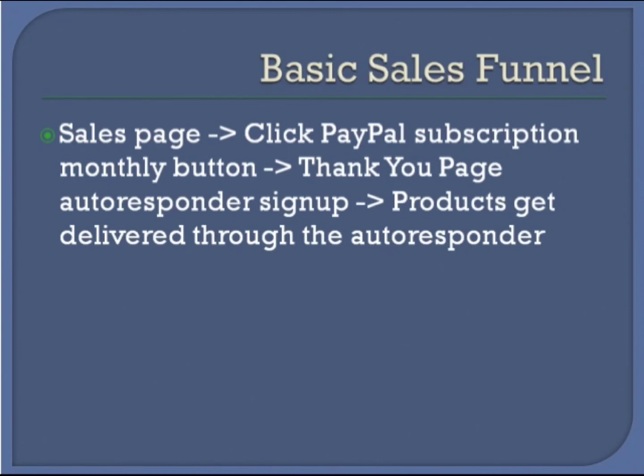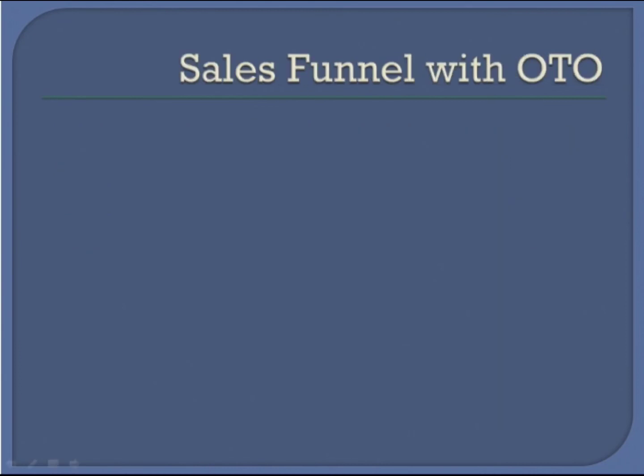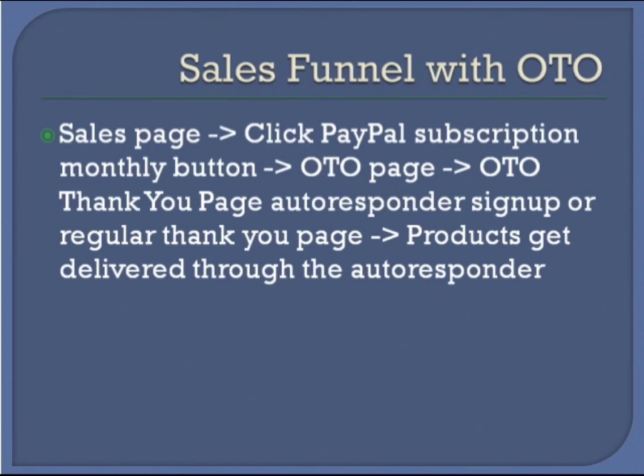Now, if you were to get a little more complicated and add a sales funnel with a one-time offer, it would look like this. You have a sales page, they click the PayPal button, and then after that, they see a one-time offer that says, hey, hold on, we've got a one-time offer here. If they go purchase it, then they get sent to the one-time offer thank you page with the autoresponder, or if they say no, then they're sent to the regular thank you page. Then after that, the products get delivered through the autoresponder.